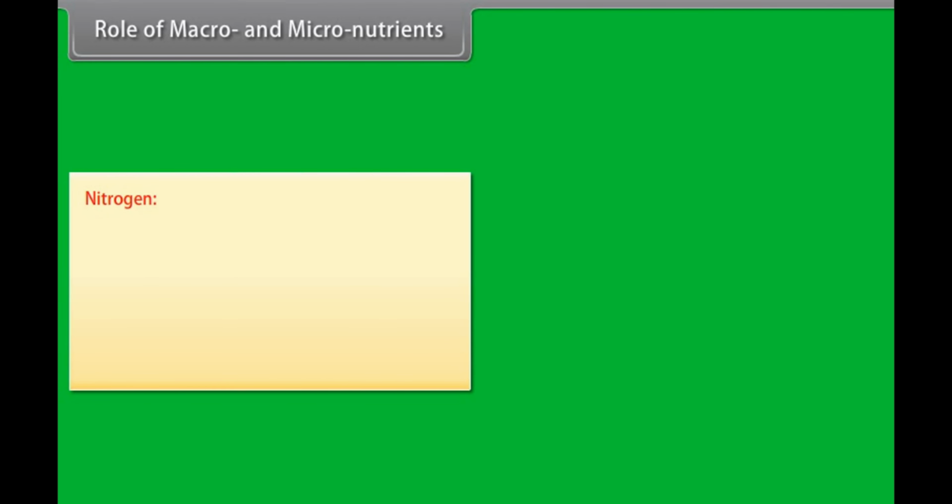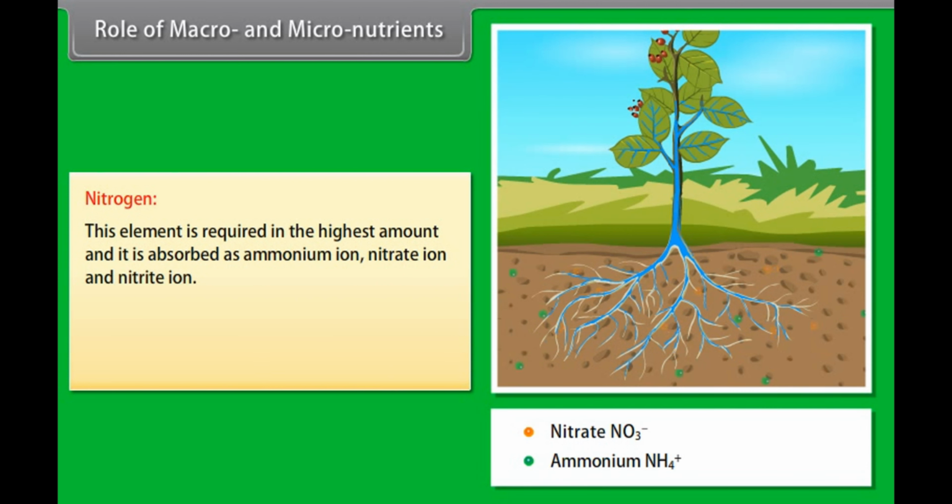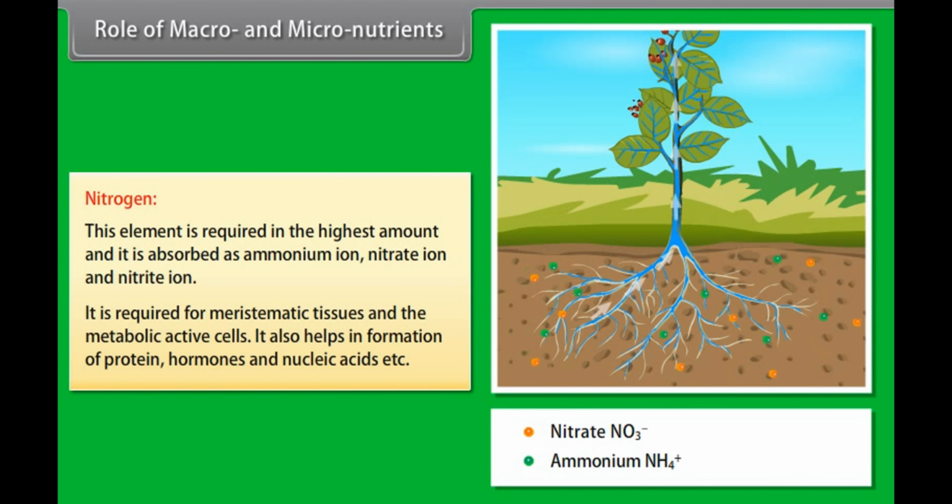Role of macro and micronutrients. Nitrogen. This element is required in the highest amount and it is absorbed as ammonium ion, nitrate ion and nitrite ion. It is required for meristematic tissues and the metabolically active cells. It also helps in formation of proteins, hormones, nucleic acids, etc.